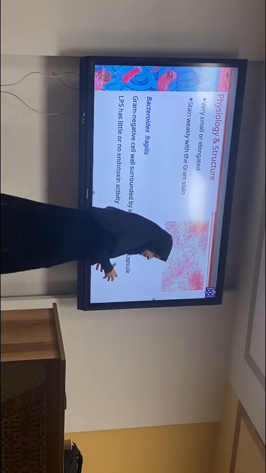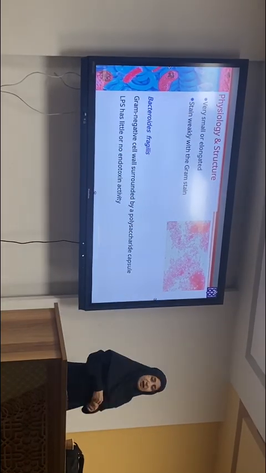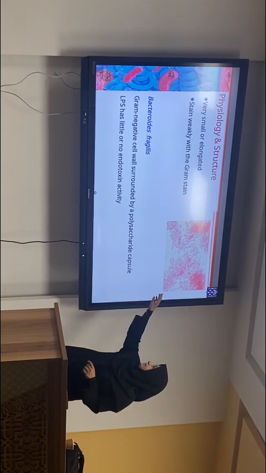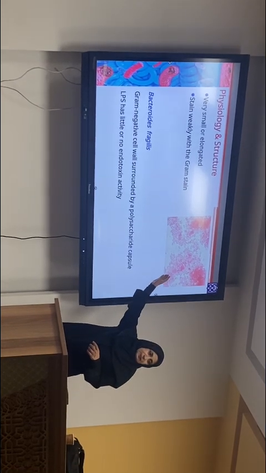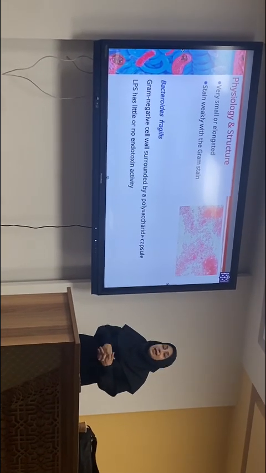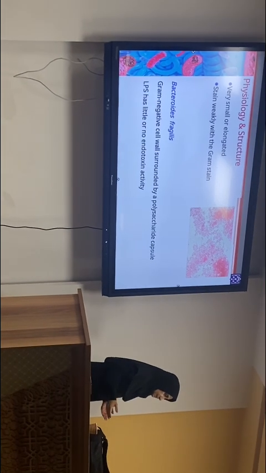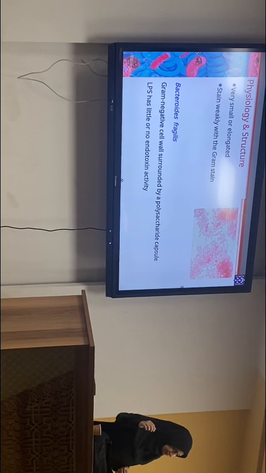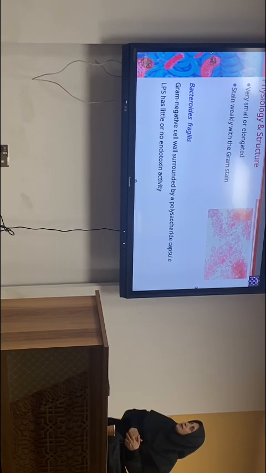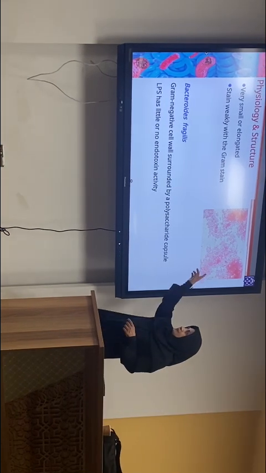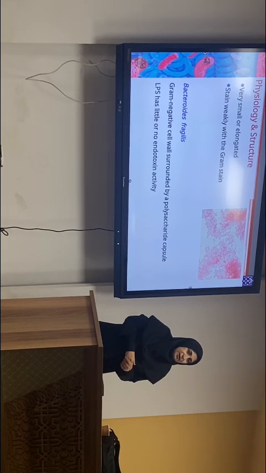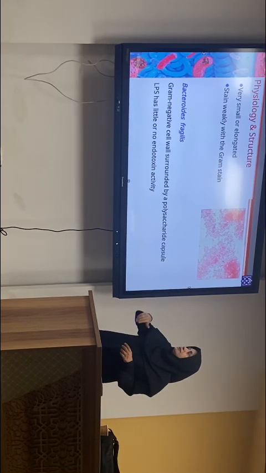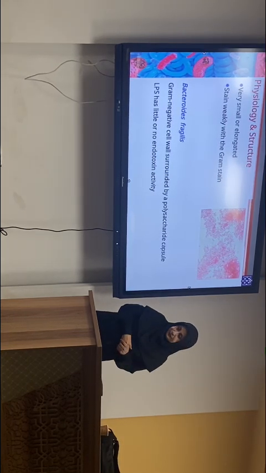The shape of these bacteria: almost all of these bacteria are very small, and sometimes these bacteria are lined rods. And these bacteria stain weakly with the gram staining.